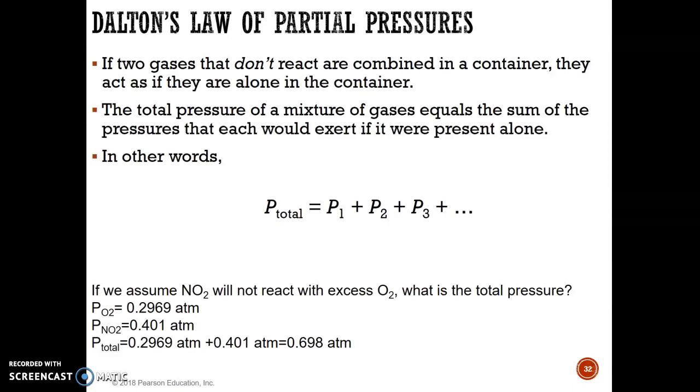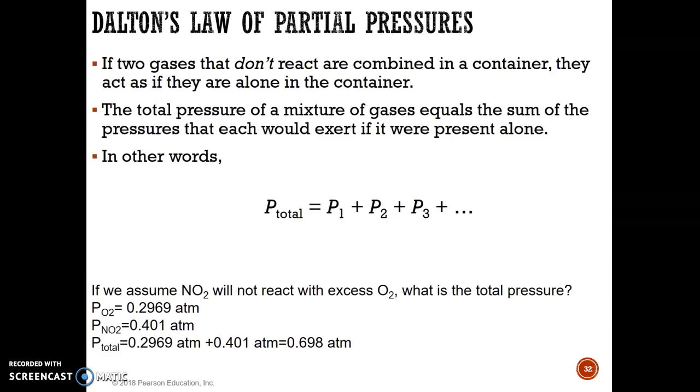What that means is if you have, let's say, hydrogen and oxygen, by themselves without any outside source, they're not going to interact. But there's a pressure associated with oxygen and a pressure associated with hydrogen. If we put those into a balloon, the total pressure is the sum of the pressure of the oxygen and the pressure of the hydrogen. We call this Dalton's law of partial pressures. So if you have a mixture of gases that don't react, we can sum up the partial pressures to find the total pressure.